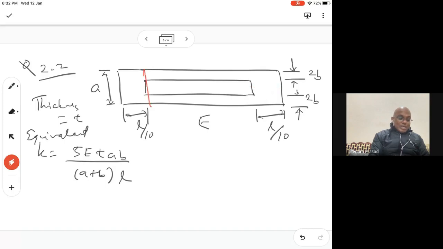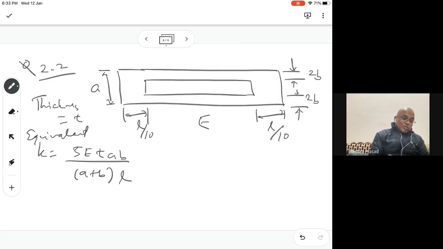And what you see is that elements 1 and 4 are both identical, and similarly elements 2 and 3 are identical. So you can just find the stiffness matrix for this element, and the same thing will be true for the other one. Similarly, if you find the stiffness matrix for this one, you can use the same for the other one. Okay, so that's what we will do.